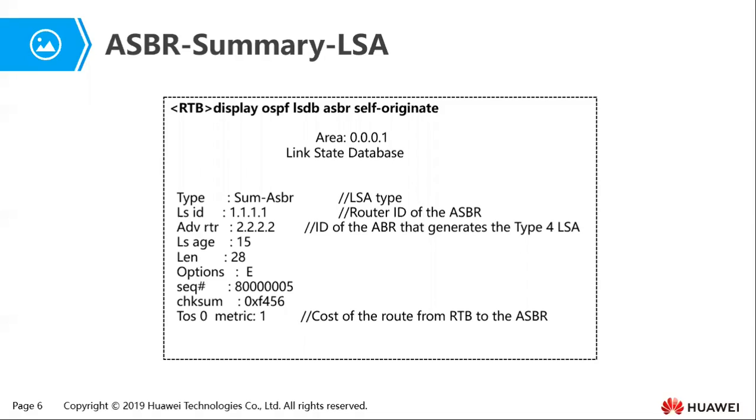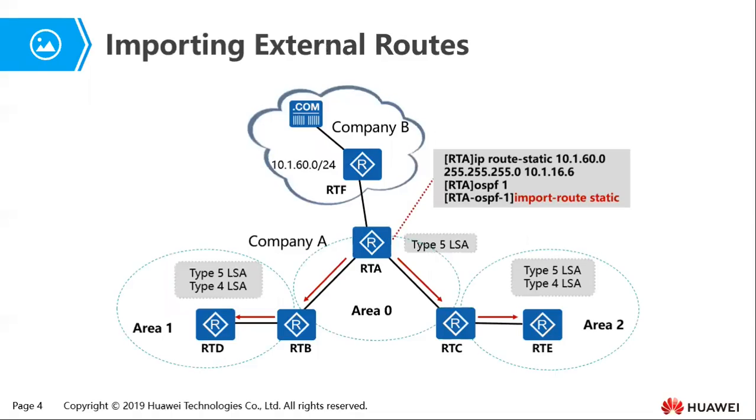So now, the ASBR summary LSA, type 4. Now remember we said a type 4 is generated by the ABR. So in this particular instance, a type 4 will be generated by RTB and also RTC and injected into area 1 and area 2 respectively.